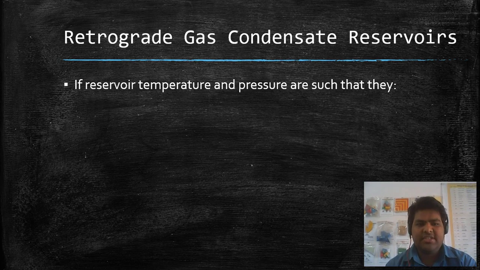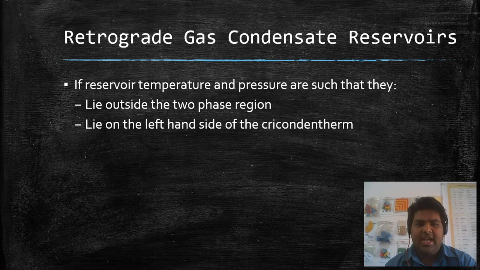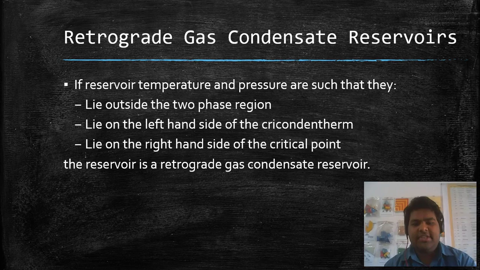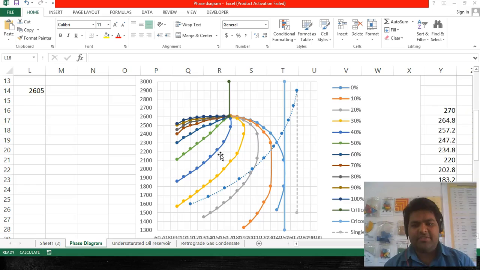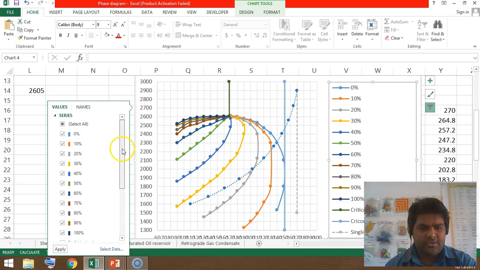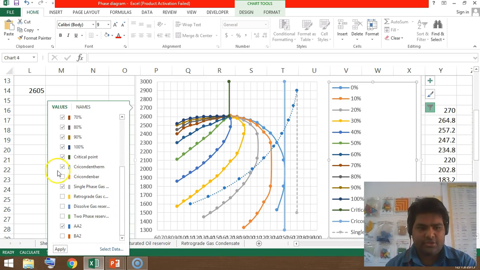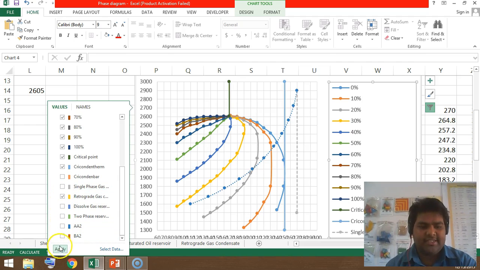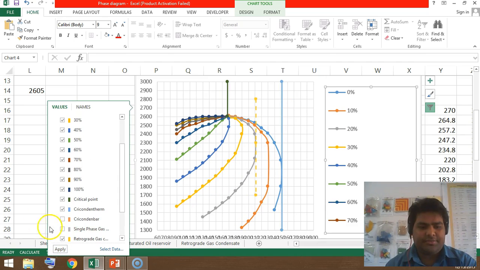If the reservoir pressure and temperature are such that they lie outside the two-phase region, on the left hand side of the cricondentherm and on the right hand side of the critical point, then the reservoir is a retrograde gas condensate reservoir. So now let me explain retrograde reservoirs with a phase diagram. We have already seen single phase reservoirs, so I will remove them. No single phase reservoir, no A2. So we need to see retrograde gas condensate reservoirs.